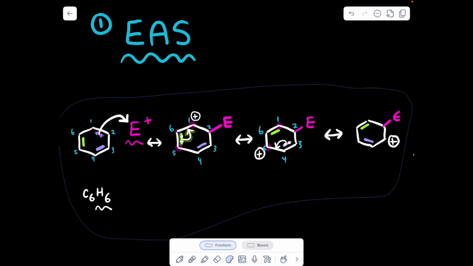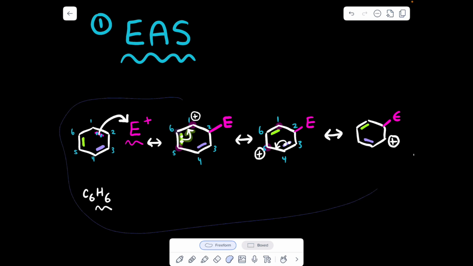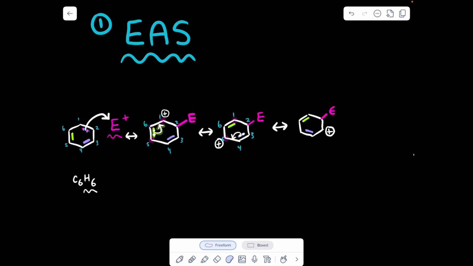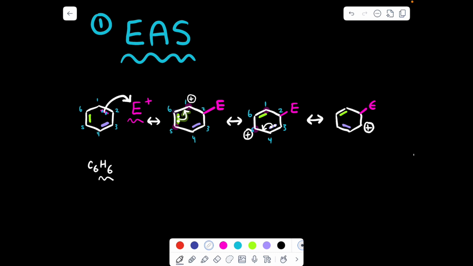So we're almost done with the EAS general mechanism. There's just one more step. And the final step of every EAS reaction is always an elimination reaction. What are we going to eliminate? A hydrogen. Specifically the hydrogen that was originally attached to the carbon that attacked the E+ group, so carbon number 2. We need to eliminate this hydrogen.